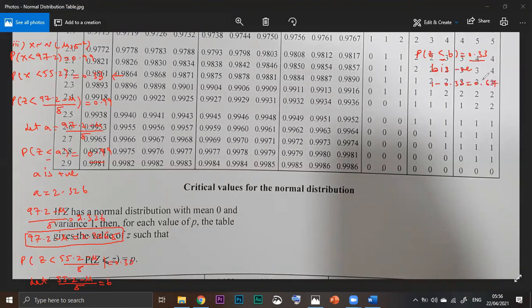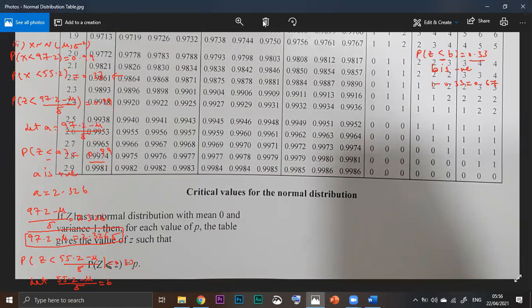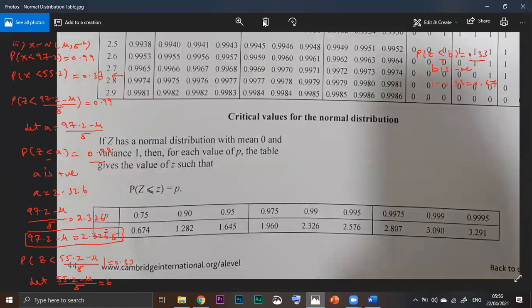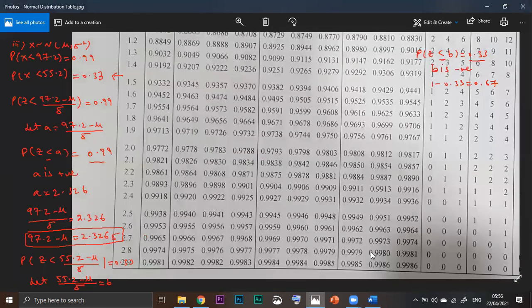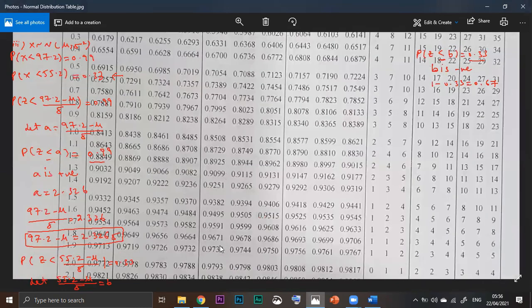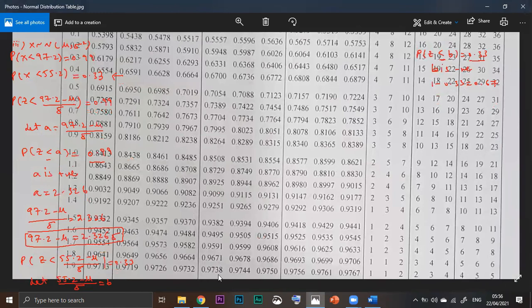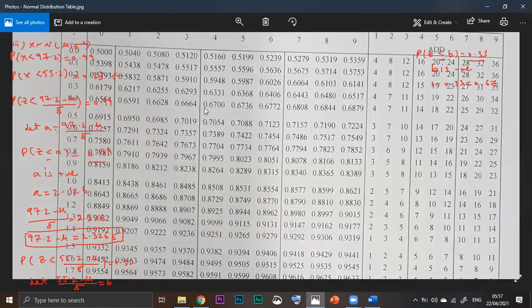Now we will locate 0.67 in the table. In the commonly used values, we do not have area 0.67. So we will have to look into the table. This one is 0.6664. We have completely 0.67. This one is 0.44. Is there any confusion, Mila? Should I repeat?